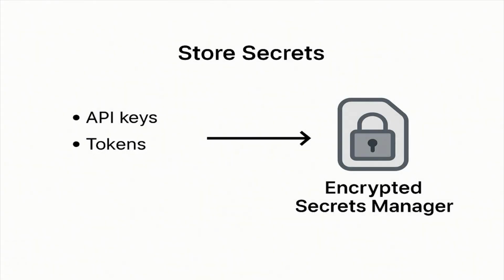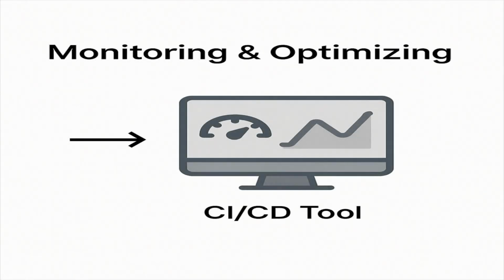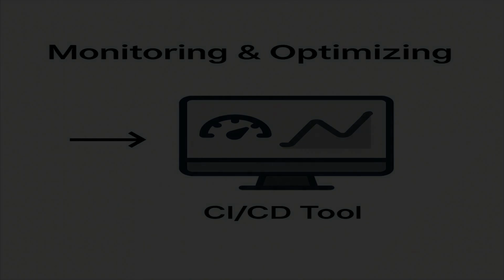Fifth step is to secure access, and this we can implement by storing secrets, for example API keys, tokens in encrypted secret managers provided by the CI/CD tool. Also, remember guys, avoid hard coding credentials. Sixth point is to monitor and optimize the CI/CD pipeline so that you can use logs to track pipeline results. You can add notifications on Slack or email, etc.